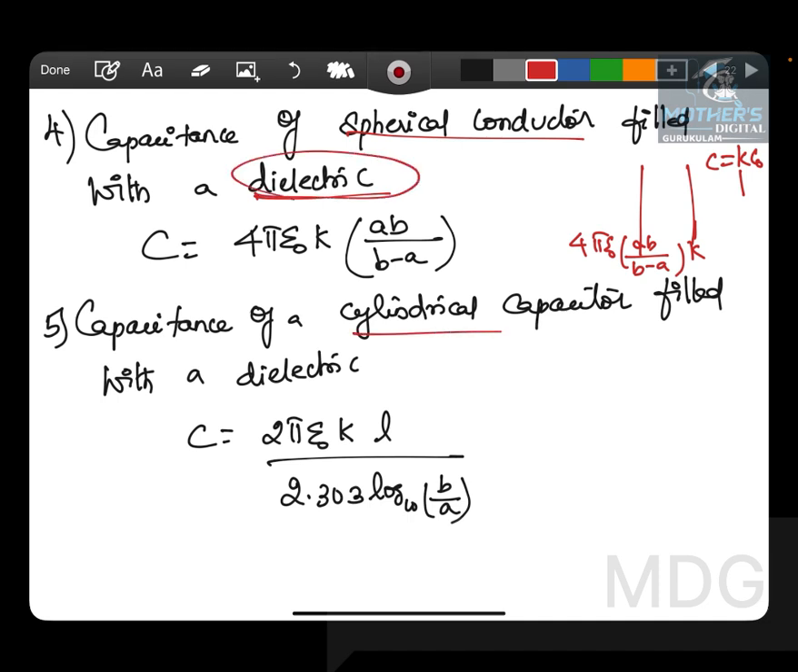Similarly, what is the capacitance of a cylindrical capacitor with a dielectric? The same formula with an extra K. This K represents the dielectric constant. So C equal to 2 pi epsilon naught K L by 2.303 log base 10 B by A.